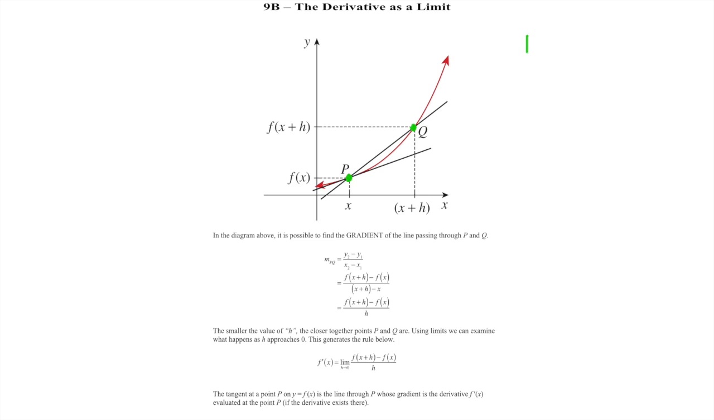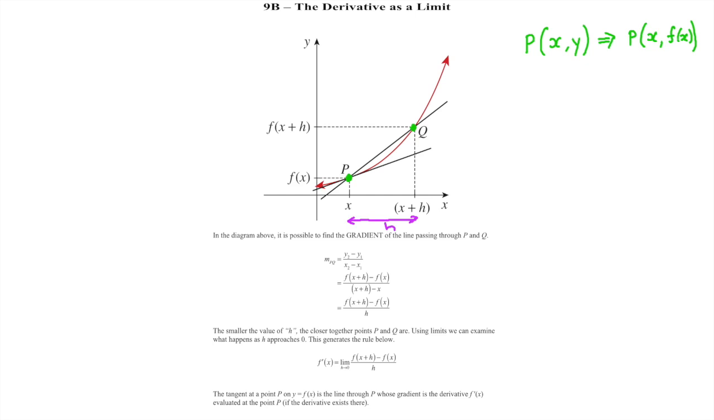Now, point P is the point x, y. But often we don't call it y, we replace it and we say it's f of x, because f of x is another way of writing y. And that's why when you look at the graph, at point P, we've gone across x and up y, but instead of writing y, we've called it f of x, because f of x is y.